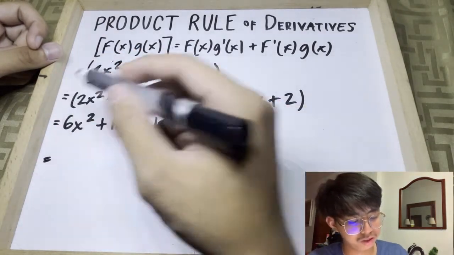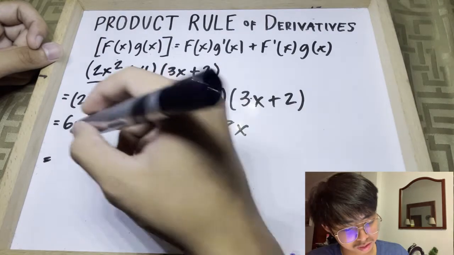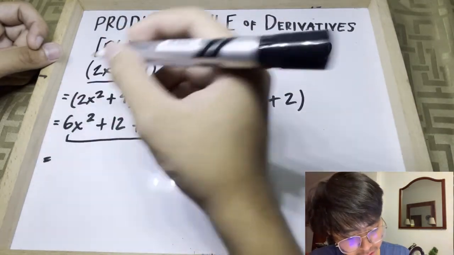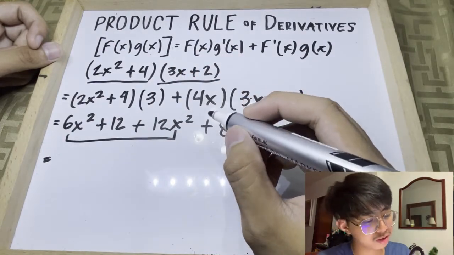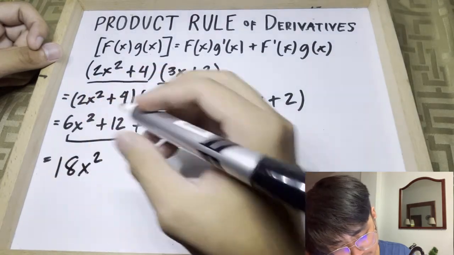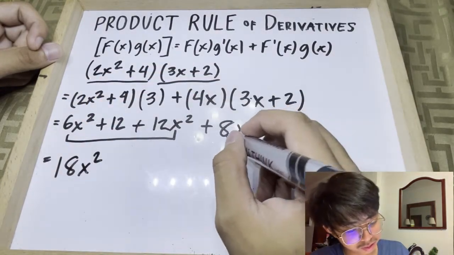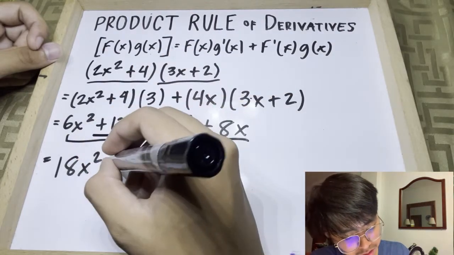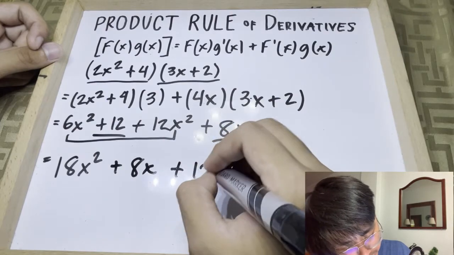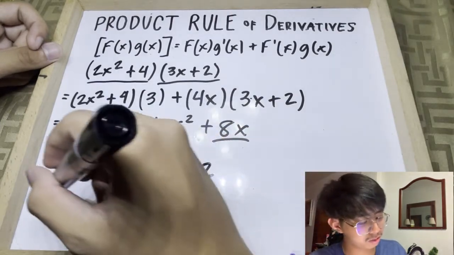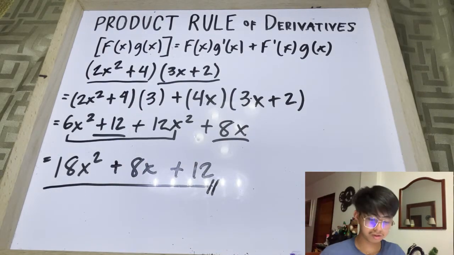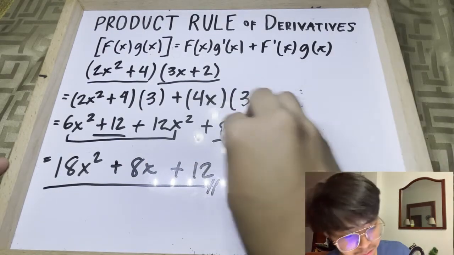And then we combine like terms, so we have 6 and 12. So 6x squared plus 12x squared is equal to 18x squared. There we go. And then since they don't have any like terms, we copy them. Plus 8x plus 12. And there we go. That's the final answer. I'll show you another example so we can understand it more.